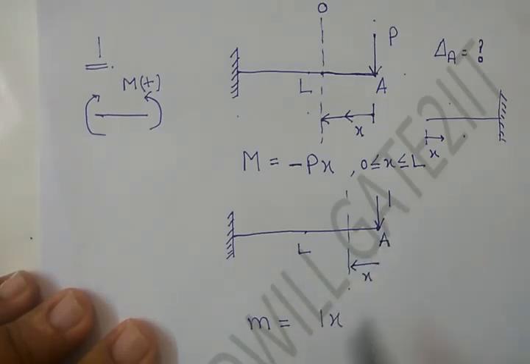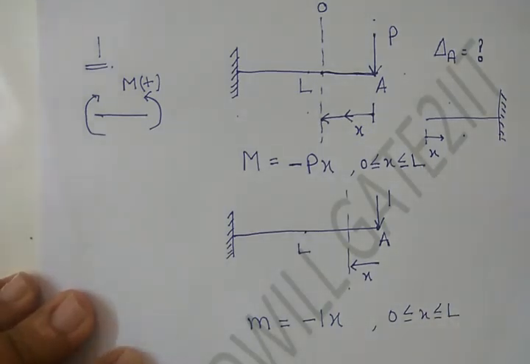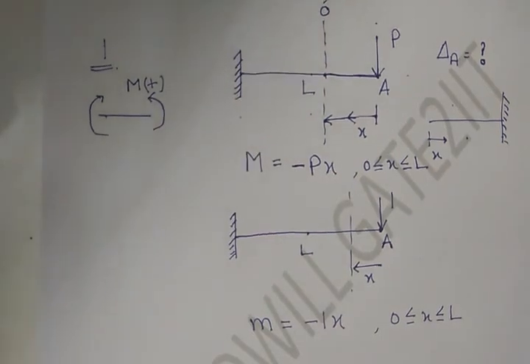And this is again in the opposite direction of our sign convention, so I apply a negative sign. And this goes for the entire beam. I hope this is clear. Alright, so keep the basic formula in mind.